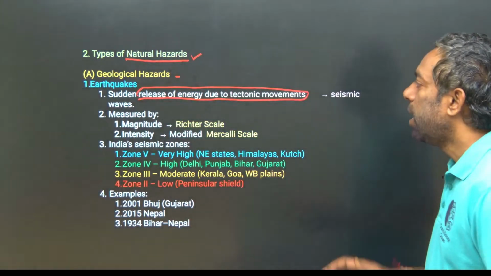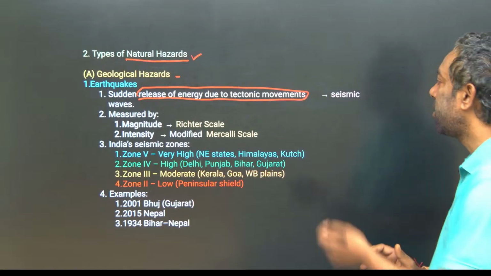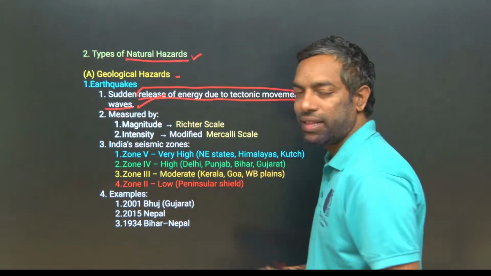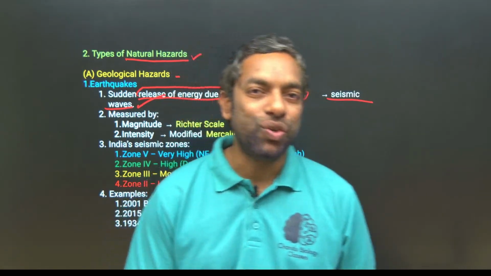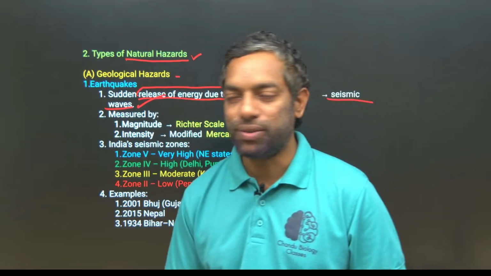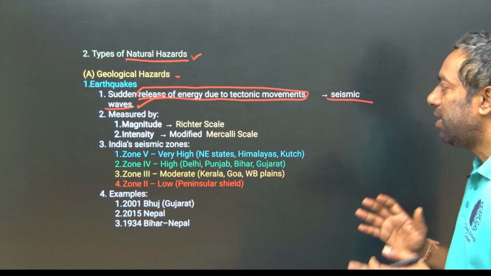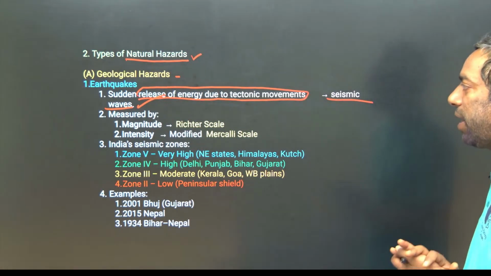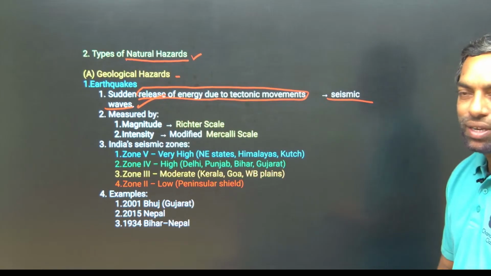And sudden release of energy due to the tectonic movement, that is seismic waves. We are going to discuss what P waves are and what S waves are in the coming sessions, in physiography, the physical geography. I am going to explain you guys, don't worry about these waves. Earthquake is actually a sudden release of energy due to the tectonic activity, where seismic waves come under.